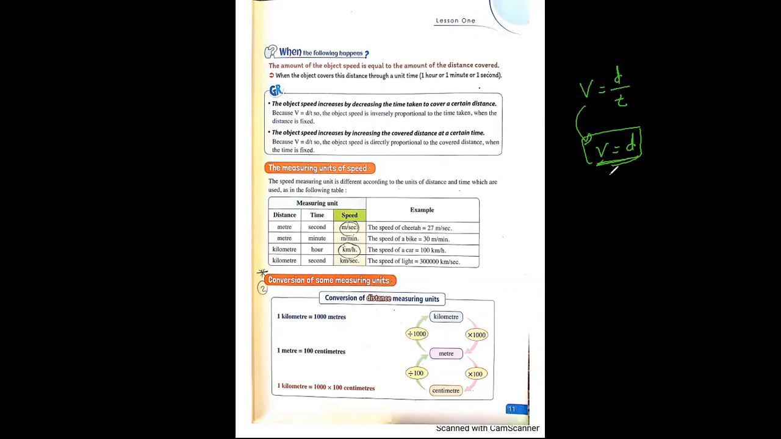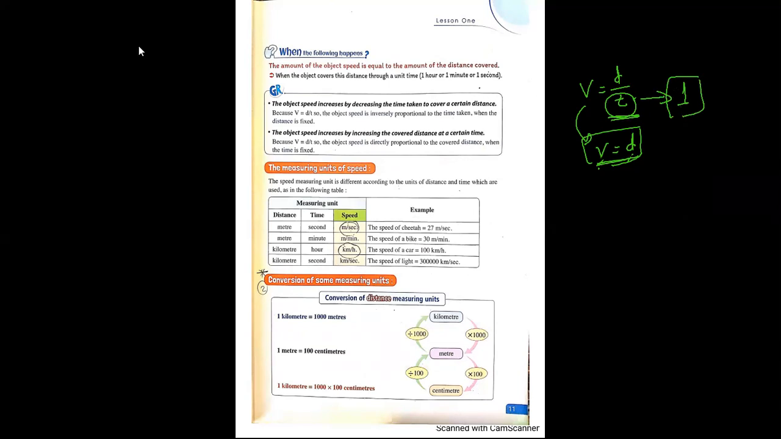Okay, Sarah. When the time is 1 hour or 1 minute or 1 second, whatever, v equals d. So the amount of the object speed equals the amount of the distance when the time is 1.